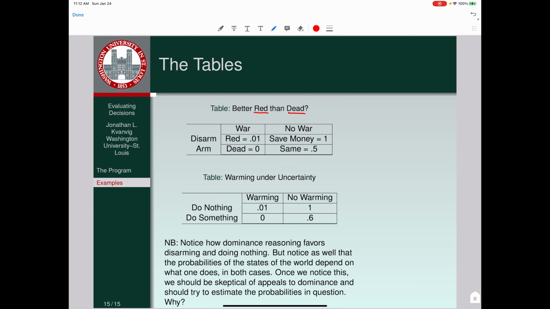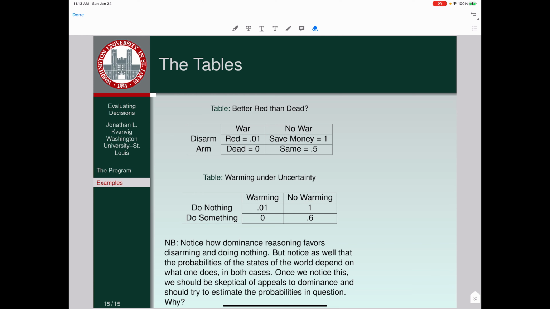So we can either disarm or arm. And in the case of global warming, we can either do nothing or try to stop it. And then the states of the world are either war or no war will occur. And either global warming will kill us all or something else really nasty, or it won't. So let's just put that down as either warming will continue or it'll just quit.